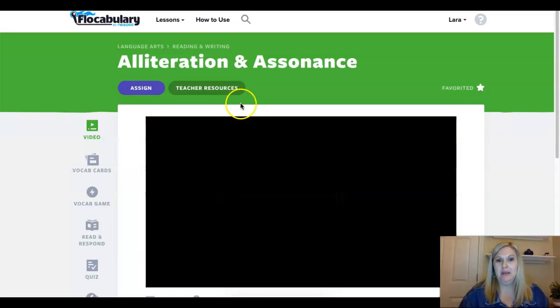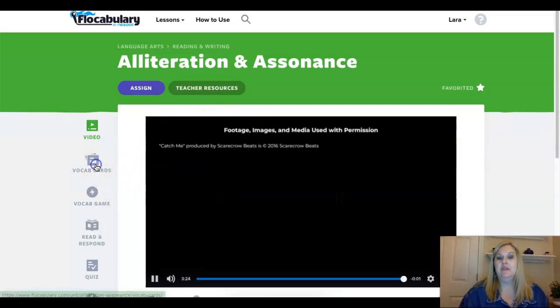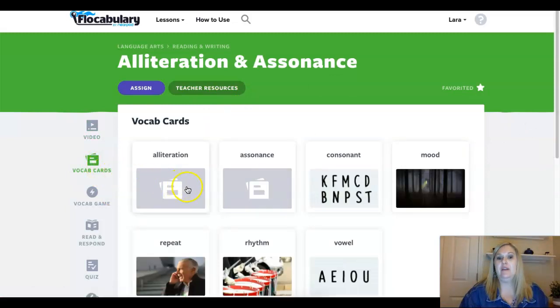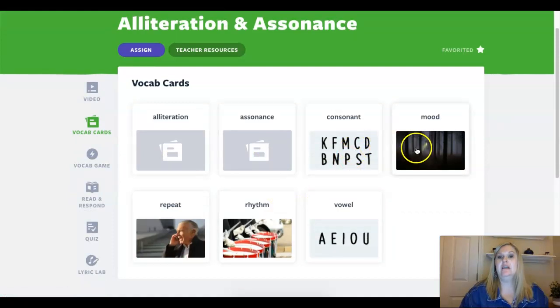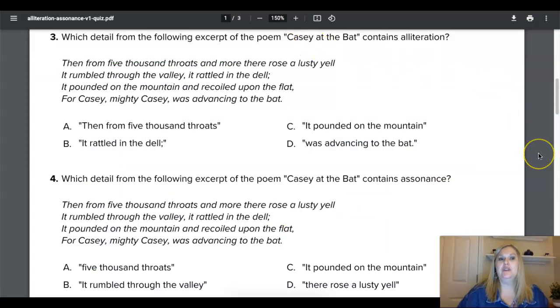Okay, vocabulary. Just to review, let's review the vocabulary there. You've got alliteration, assonance, consonants, rhythm, repeat, and vowels. Okay, so let's do a few questions. Here's question number 3. This is just for practice.